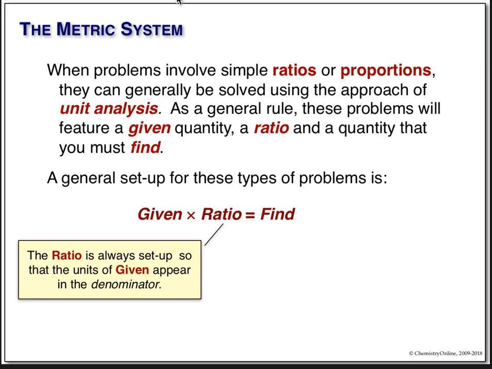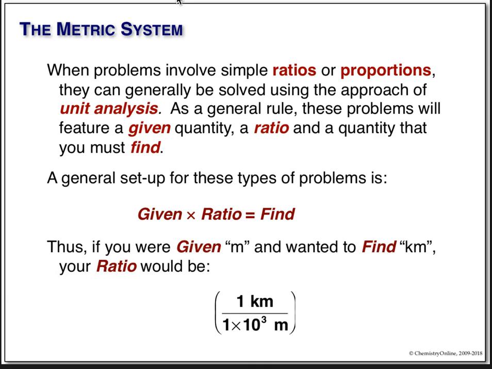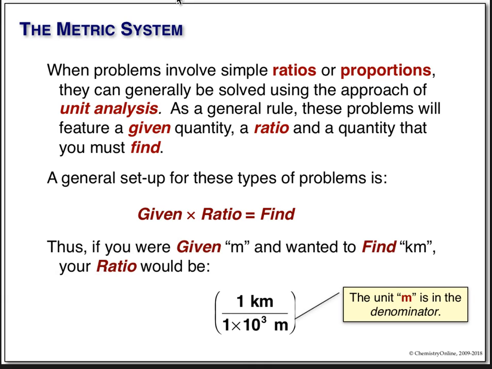When you have a problem, word problem or whatever, you can almost always look at it and easily say, oh, okay, this is the number I'm starting with. This is the given. I'm trying to find something else. And what I need is a ratio that relates given and find. So, if we were given a measurement in meters and we were asked to find kilometers, we would need a ratio between meters and kilometers.